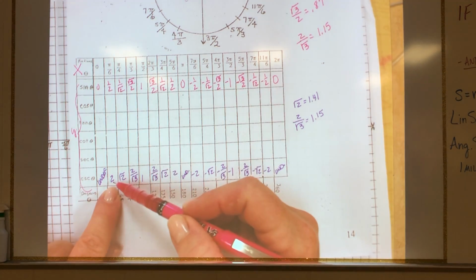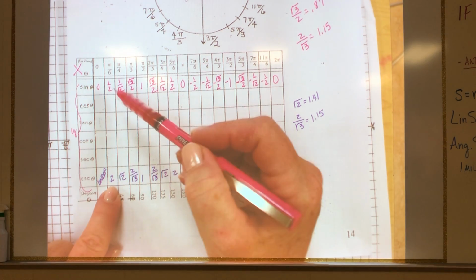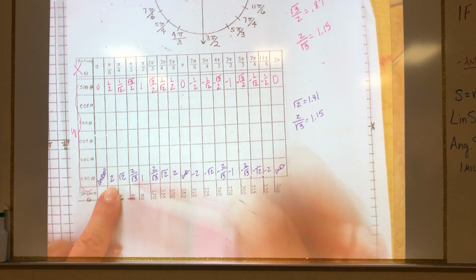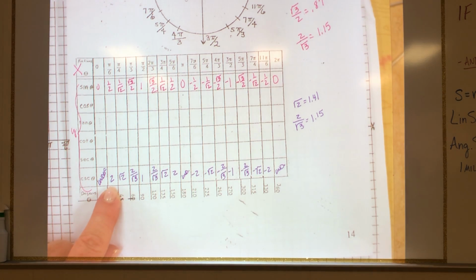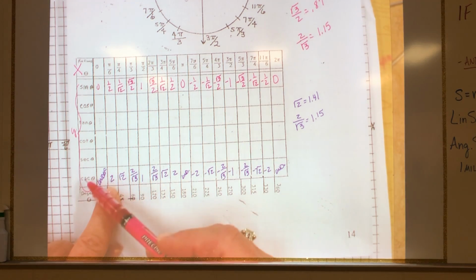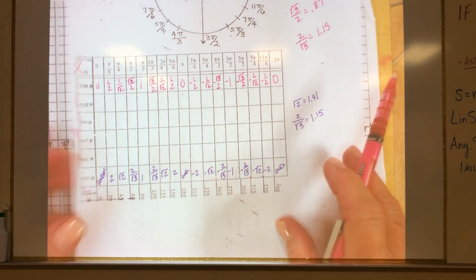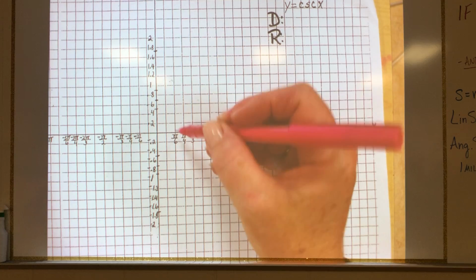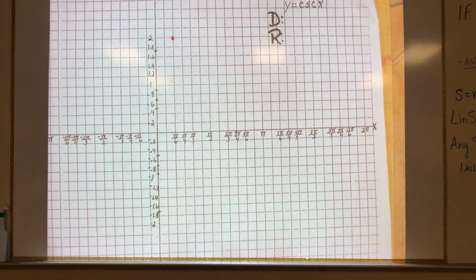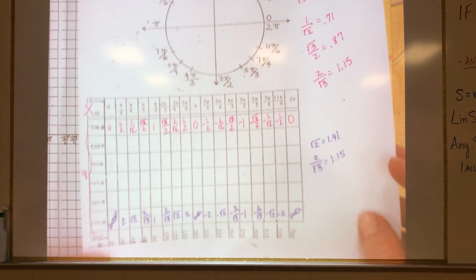The cosecant of pi over 6 is 2. Now look, really, what am I doing to these numbers right here? I'm flipping them. That's all I'm doing, okay? I'm just flipping them. So the reciprocal of 1/2 is 2. The cosecant of pi over 6 is 2. So here at pi over 6, I'm going up to 2. Putting a big dot. Everybody with me? Okay, so then I'm moving across.